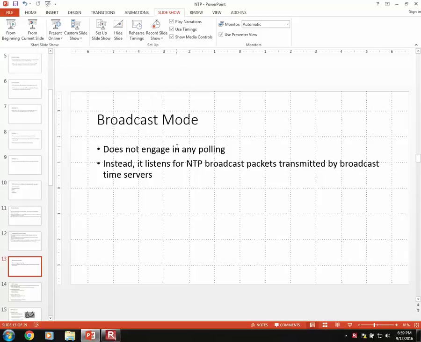In some cases, the hosts in the NTP network are not set up for polling. Instead, the time servers are set to broadcast, and they will broadcast at some time frequency, and all the clients need to do is just listen for the broadcasted time.